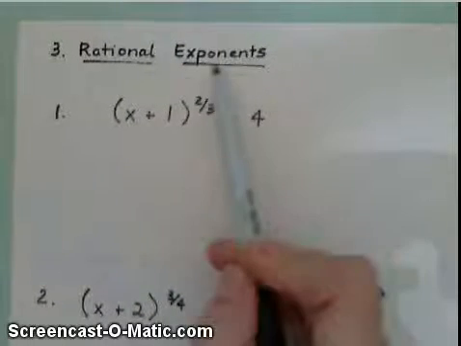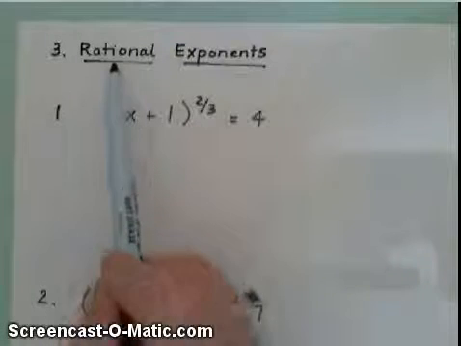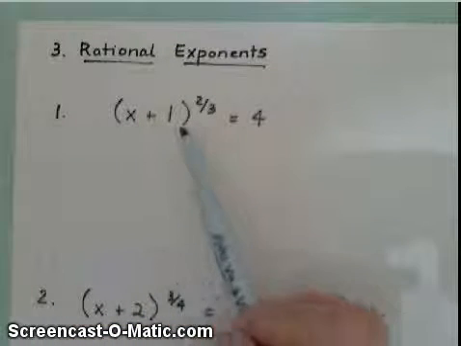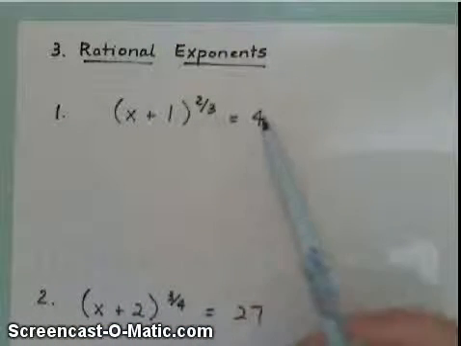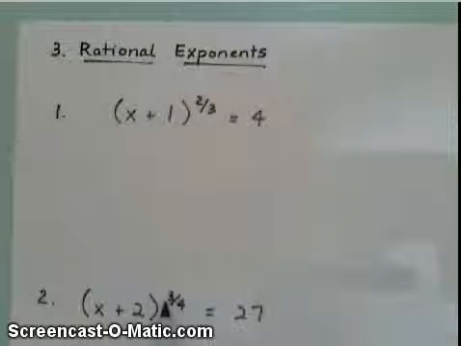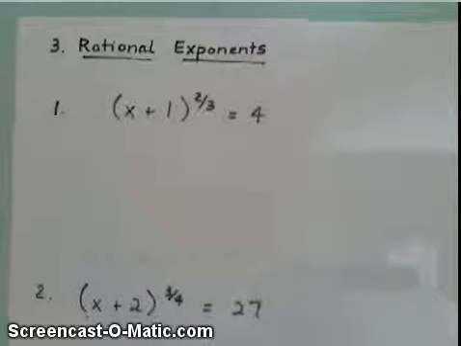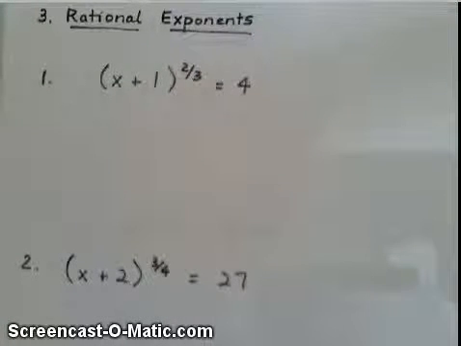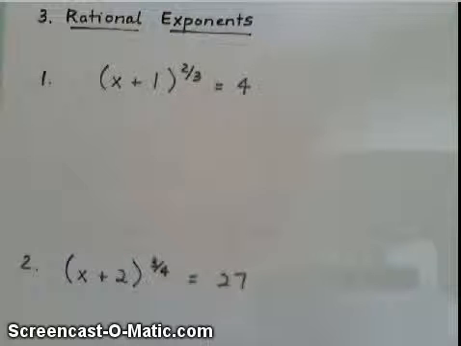These are rational exponents. Rational means fraction. So look at this exponent. (x + 1) raised to the 2/3 power equals 4, and (x + 2) raised to the 3/4 power equals 27. These are two examples of problems or equations solved using rational exponents. Now, there's a lot of discussion as to the best way to do this.